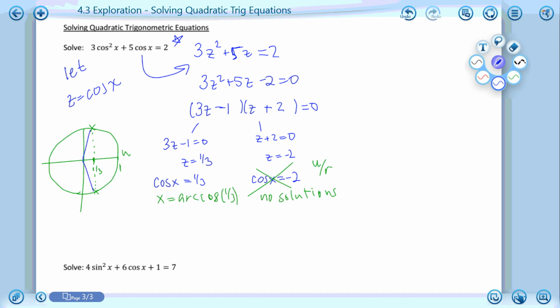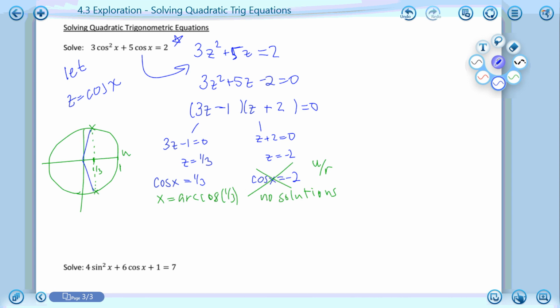Okay, so if I want to find any one of those angles, they're not unit circle values, so I need to go ahead and look them up or use my calculator to evaluate those. So I'm going to do inverse cosine of 1/3.